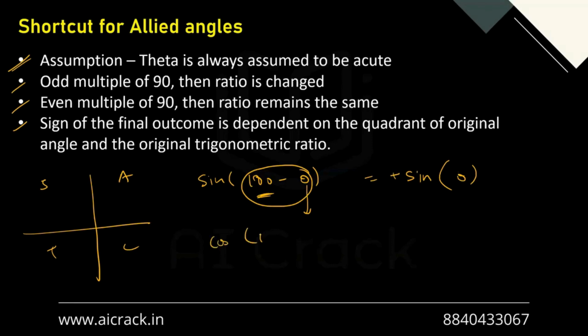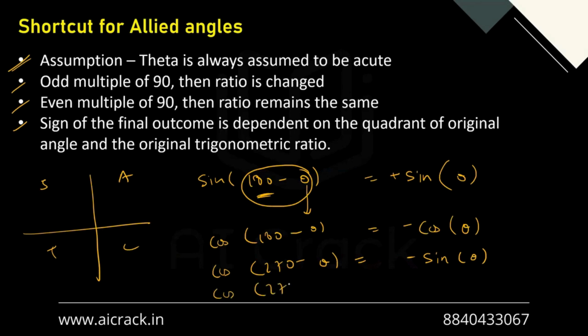Let's take an example of cos of 180 minus theta, right? In the case of 180 minus theta, again 180 is an even multiple of 90, so our trigonometric ratio is not going to change. Now for the sign part, 180 minus theta is in the second quadrant, and in the second quadrant cos is negative, so we have a negative sign over here. Now let's take one more example. Let's take cos of 270 minus theta. In that case, 270 is an odd multiple of 90, so our trigonometric ratio would change. That would become sine theta. Now for the sign, theta is acute, and 270 minus theta is in the third quadrant, right? In the third quadrant, cos is negative, so we have a negative sign over here.